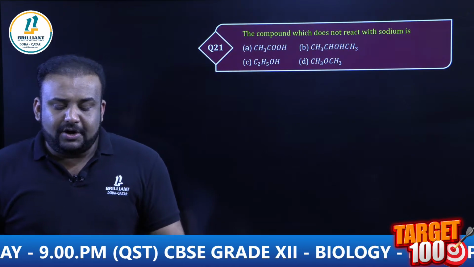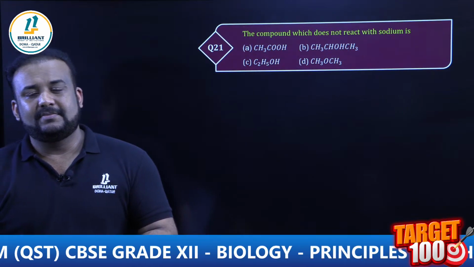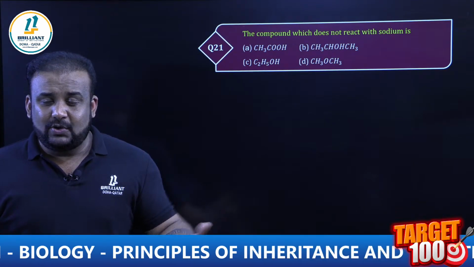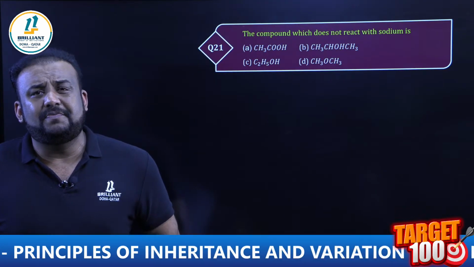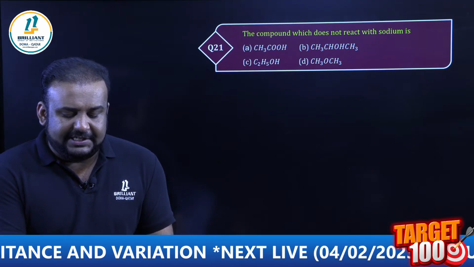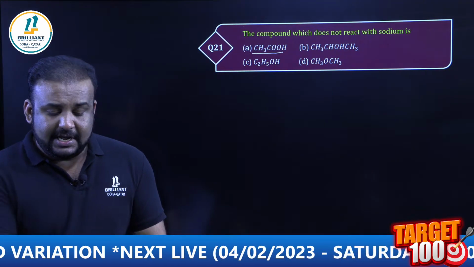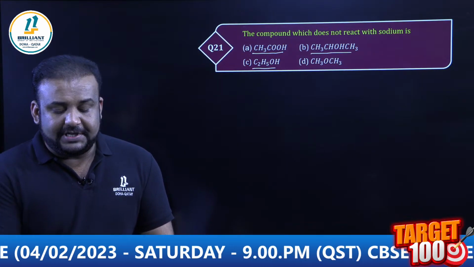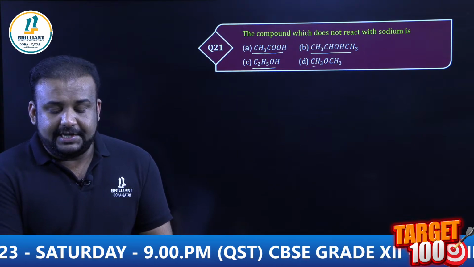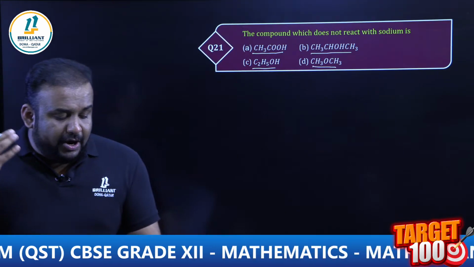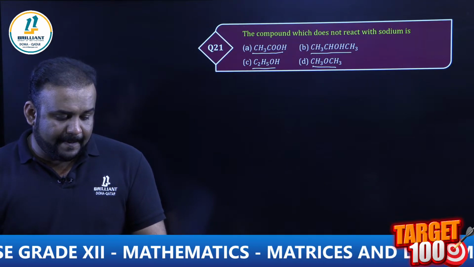The compound which does not react with sodium is, you know, sodium is a metal. Metals are basic. So if it has to react with something, it should be something acidic. So look at the compounds given here. They have given CH3COOH, which is acetic acid, CH3CHOHCH3, which is an alcohol, C2H5OH, which is again an alcohol, CH3OCH3, which is an ether. So tell me quickly, who will not react with sodium?